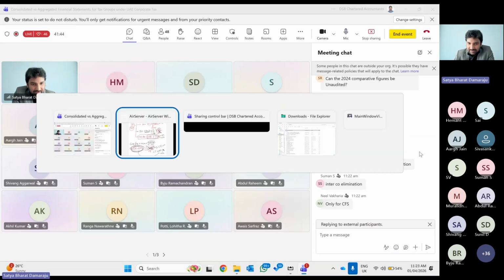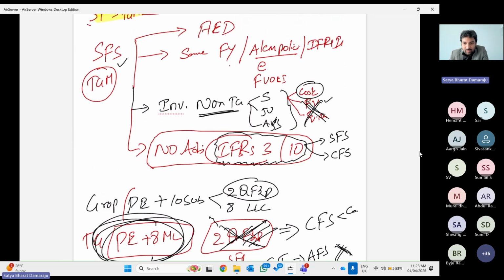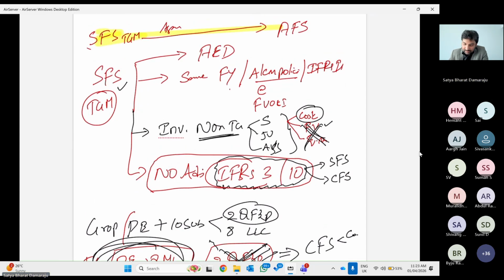Only for CFS. However, FTA went a step ahead. They are making it clear that even by mistake, any of the IFRS 3 adjustments or IFRS 10 requirements should not be shown in the SFS. SFS should have no implication from IFRS 3 and 10. Although it is not there, they want to make sure it should not be there. It should be in AED, same financial year and same accounting policies. Clear so far? So this is how we'll prepare the SFS.